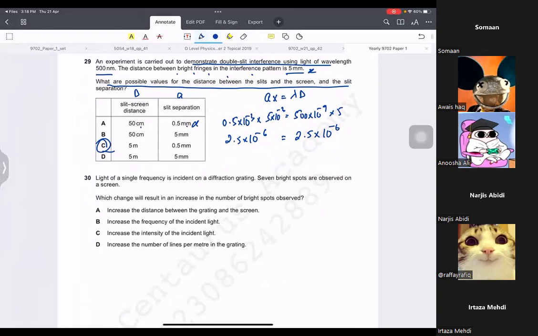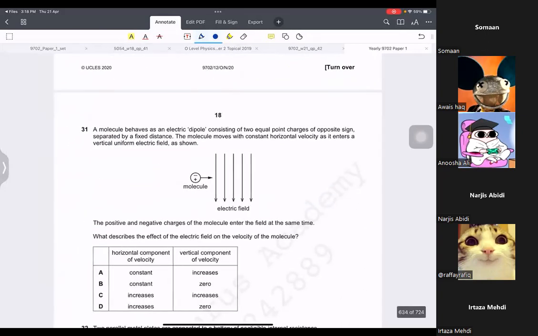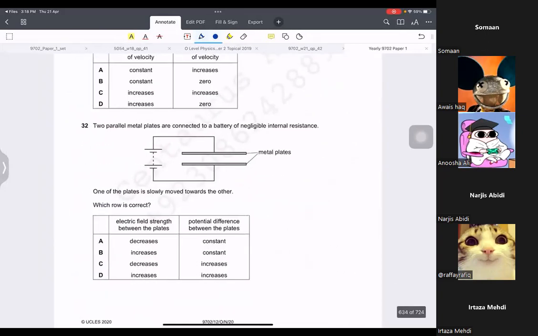Now, light of a single frequency is incident on a diffraction grating. 7 bright spots are observed on a screen. Which change will result in an increase in the number of bright spots? You should decrease the wavelength. That I know. If you decrease the wavelength, increase the distance to the screen. Increase the frequency. Increasing the frequency is decreasing the wavelength. This should be the answer. Intensity doesn't do anything. Increasing the number of lines per grating would reduce it actually. That's not fine. Okay, electric field. Nope. Nope.